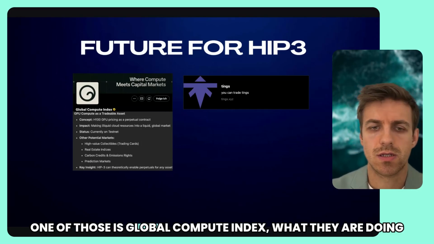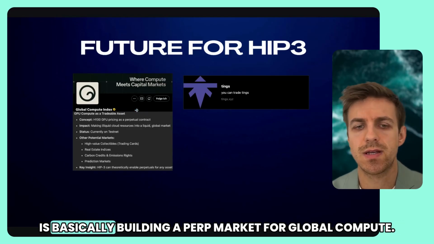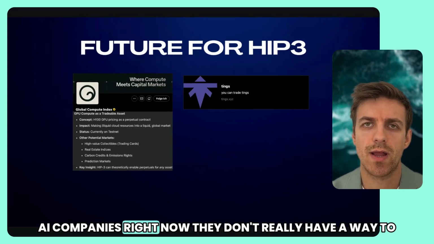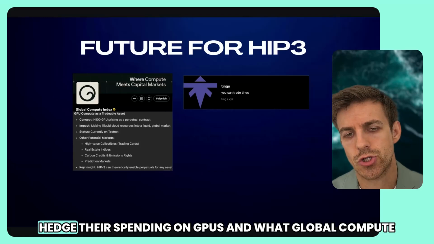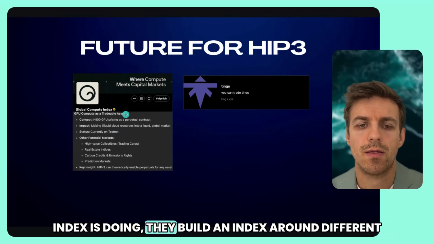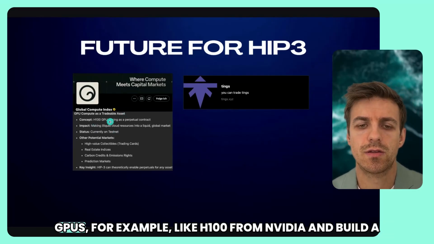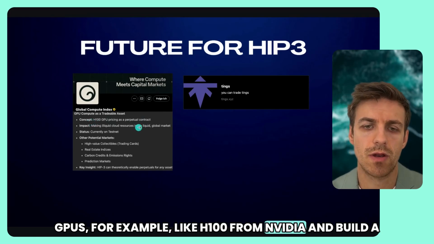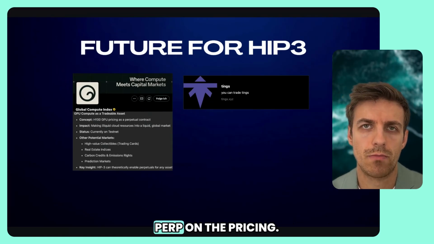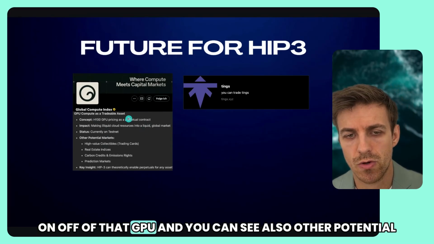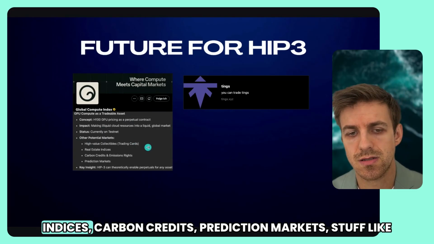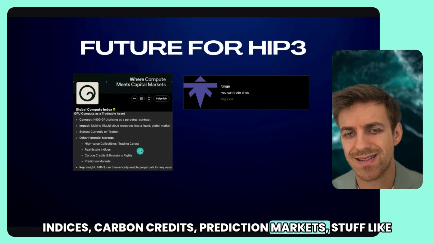One of those is Global Compute Index. What they are doing is basically building a perp market for global compute. AI companies right now don't really have a way to hedge their spending on GPUs. And what Global Compute Index is doing is building an index around different GPUs, for example, the H100 from NVIDIA, and building a contract that makes it easy to trade a perp on the pricing of that GPU. And you can also see other potential markets like high-value collectibles, real estate indices, carbon credits, prediction markets, stuff like that.